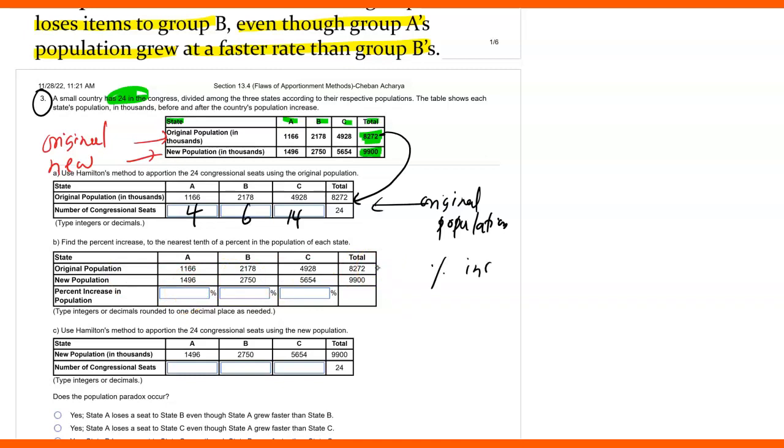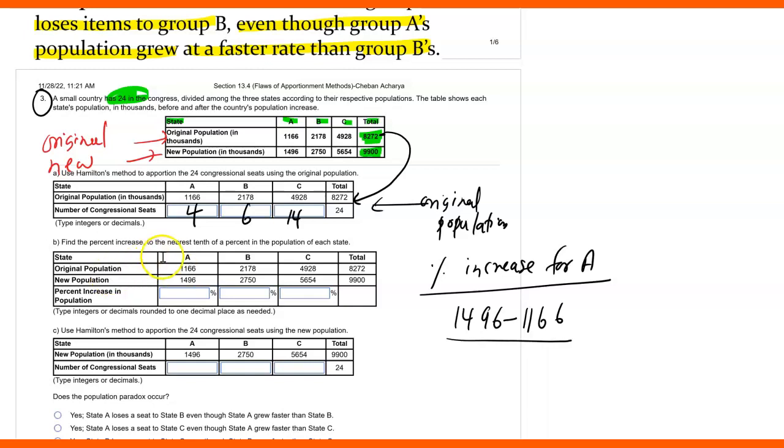Percent increase for A. Let's do that. And how do you do it? To do it, you divide the final minus original. In other words, you divide how much it increases. The final for A is 1496 minus original is 1166. Okay, divided by original population, which increased from 1166.